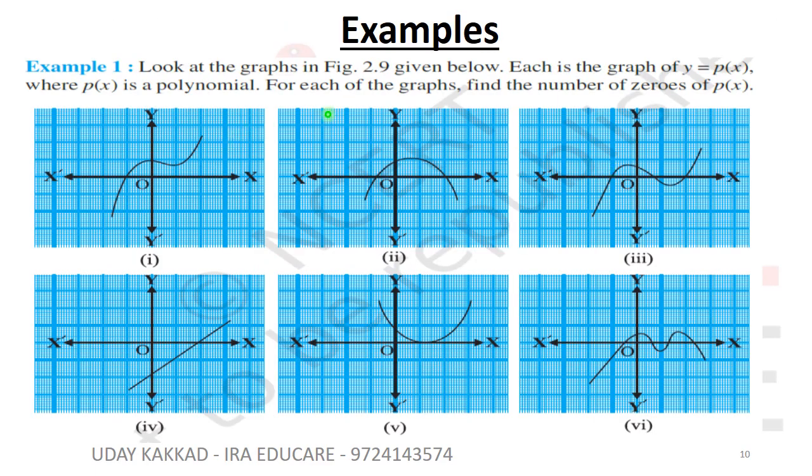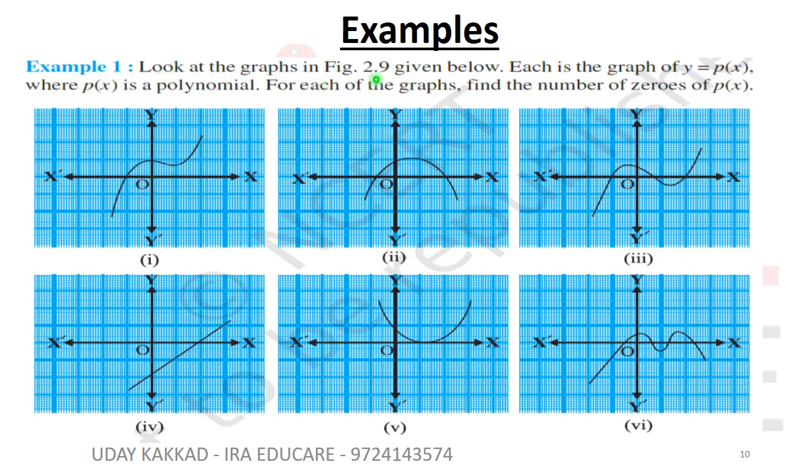Now let's try to solve this. How many zeros are there in the graph? Okay. So what is 0? A 0 is nothing but where the graph is going to intersect the x-axis. That point is called a zero of the polynomial. So by just observing the graph, you can say how many zeros the polynomial has, right? So take the first one, okay.